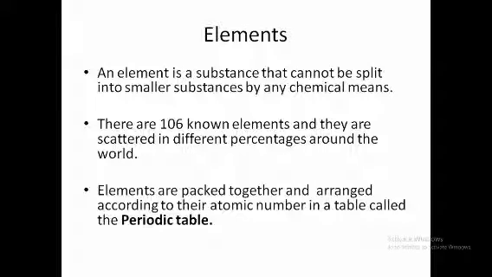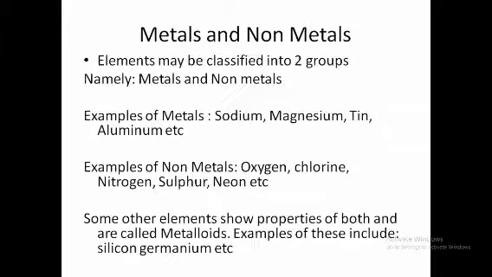Elements are packed together and arranged according to the atomic number in the periodic table. Elements may also be classified into two groups. We have the metals and the non-metals. Examples of metals include sodium, magnesium, tin, aluminium, while examples of non-metals are oxygen, chlorine, nitrogen, sulfur, neon, and so on. We also have some elements that possess both metallic properties and non-metallic properties. These elements are referred to as metalloids, and examples include silicon, gallium, and so on.